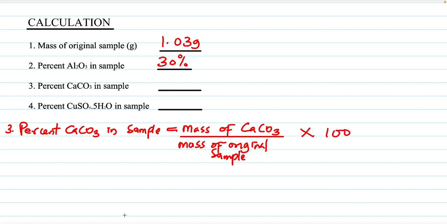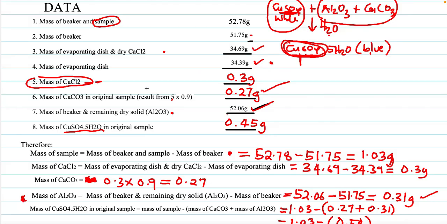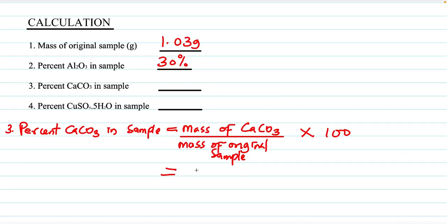times 100. Okay, so calcium carbonate is actually this number 6. We got this guy to be 0.27. How? Mass of calcium chloride was 0.3, but they told us for us to get the mass of calcium carbonate, we got to multiply whatever we have as number 5 times 0.9, and that gave us 0.27. So this is the mass of calcium carbonate. So we'll come here, we say 0.27 times 100.